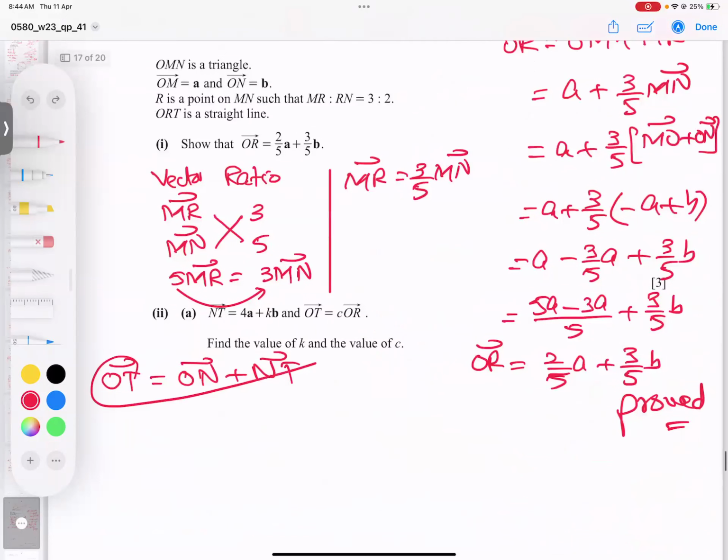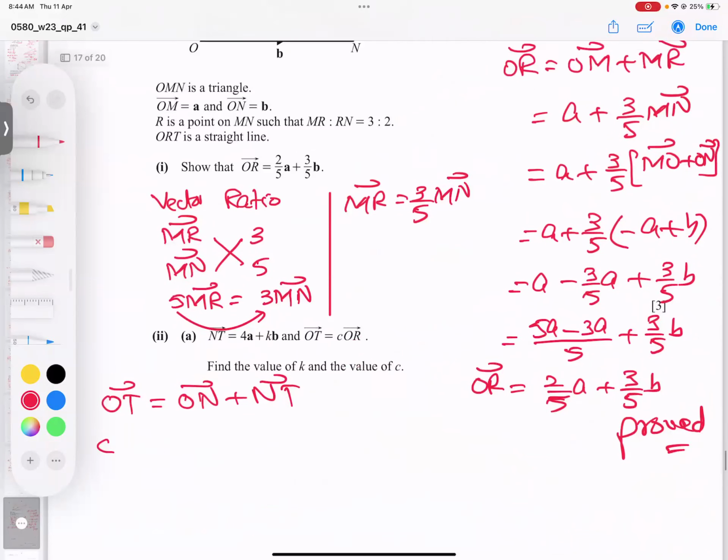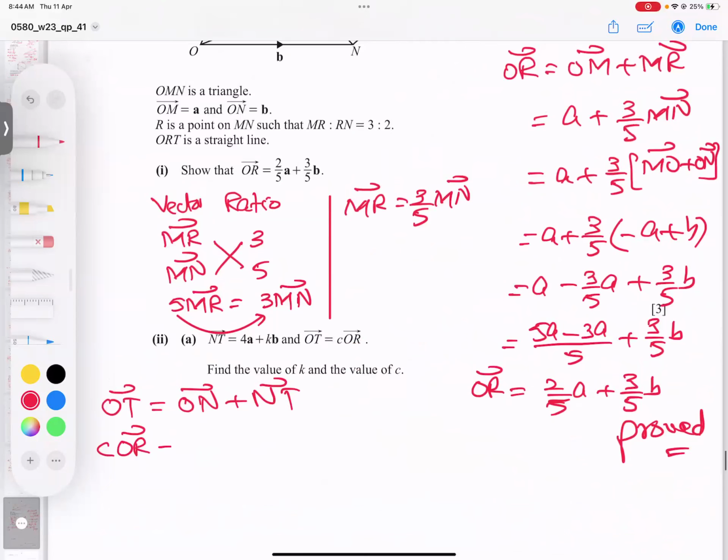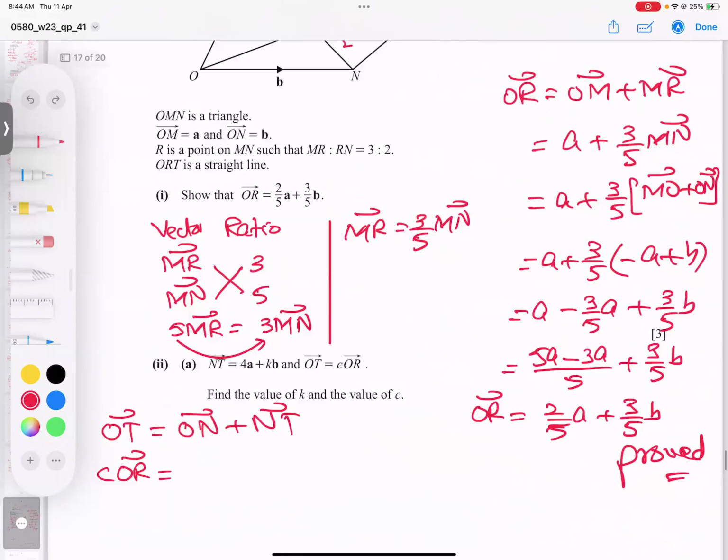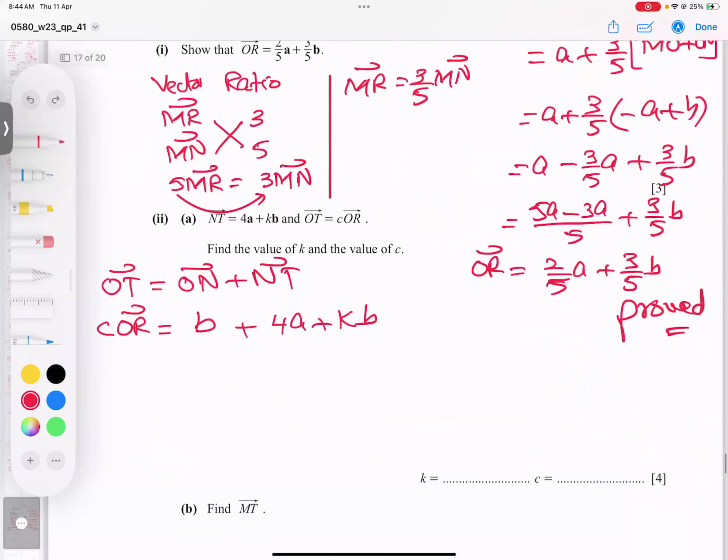So now, what does OT replace here? c times OR. And what is ON? You can see clearly ON is equal to b. NT I copy from here. But OR is this answer, I'm copying it here. So c times 2 by 5 times a plus 3 by 5 times b equals, how many b's? There are 2 b's and 1 a. So 4a I'm copying. And from here, b common, I got k plus 1. You see?